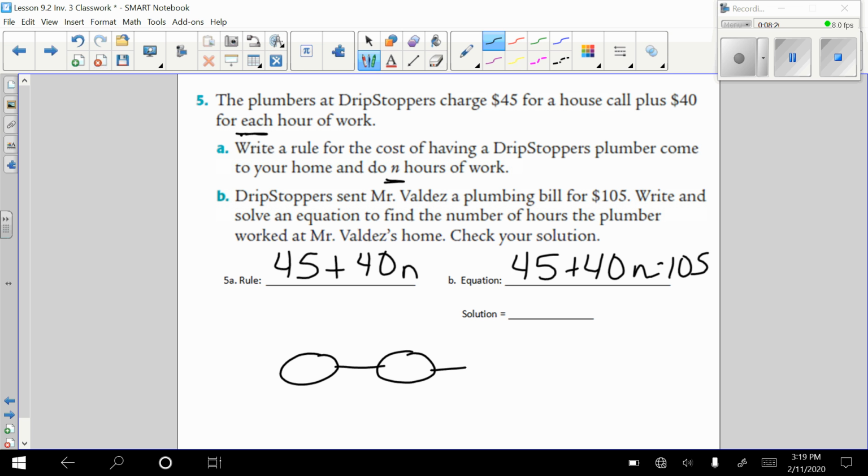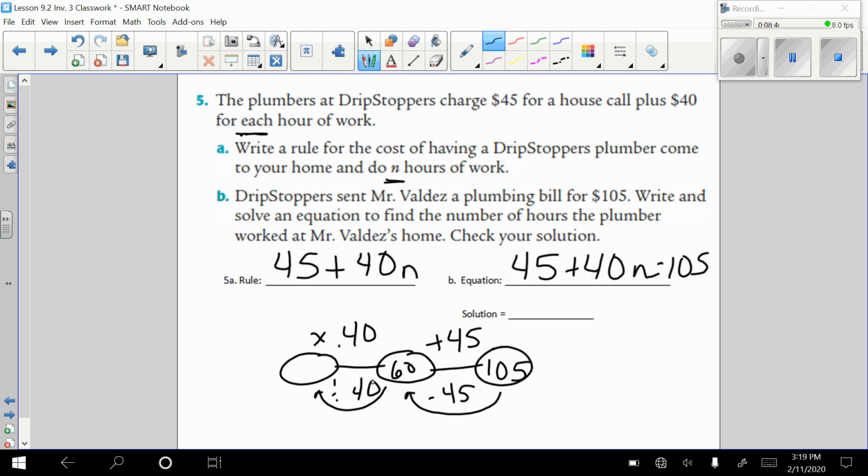If I go ahead and do my backtracking, I multiplied by 40, then I added 45 to get to 105. If I backtrack it out, I have to subtract 45 to get to 60, and then I have to divide that by 40. Do not forget, when you divide, I have 1.5 is what comes up in my calculator. Well, 0.5 just means half. So they were there 1 1/2 hours. You could write that as 1.5 hours. That means the exact same thing. Just make sure you're labeled.